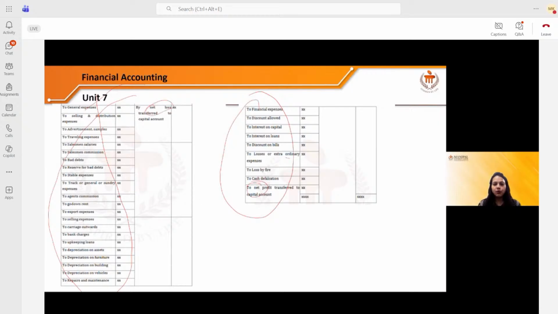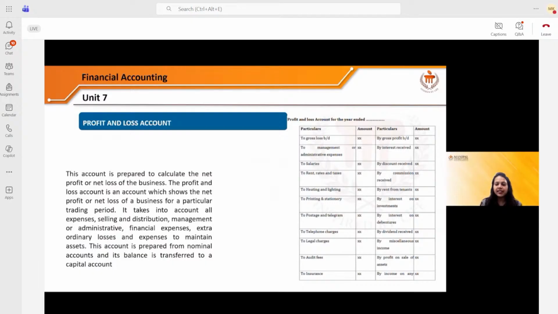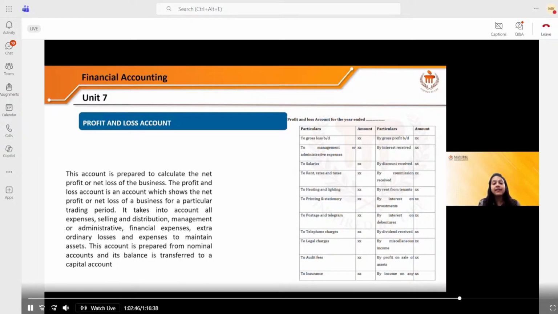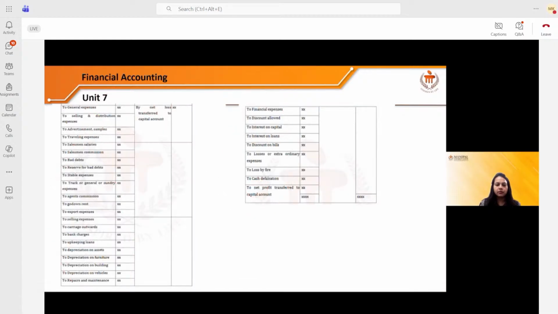Okay, so I am moving to the format again. Let's take the screenshot so that you will understand and solve the numerical parallelly. In the profit and loss account, two sides are there, debit side and credit side. Indirect expenses come in the debit side. Indirect income comes in the credit side. Okay, so let's take the screenshot for the same.